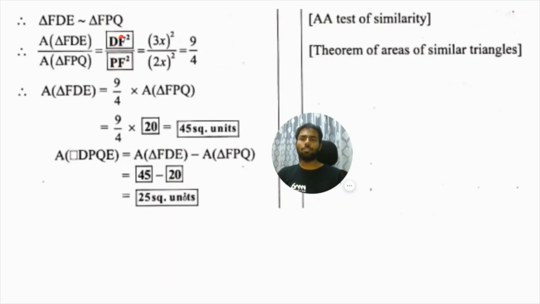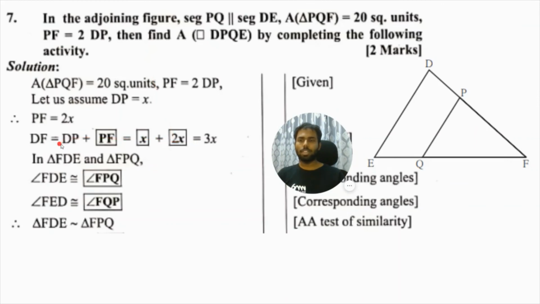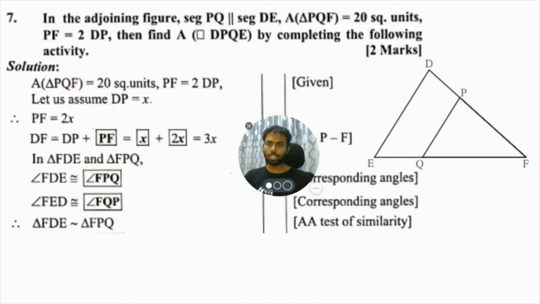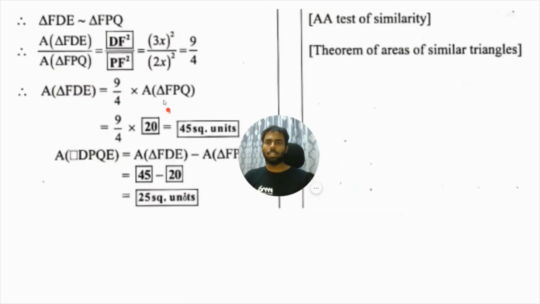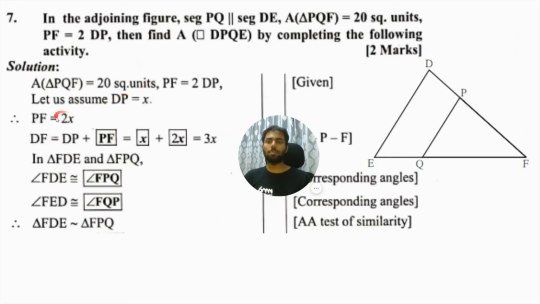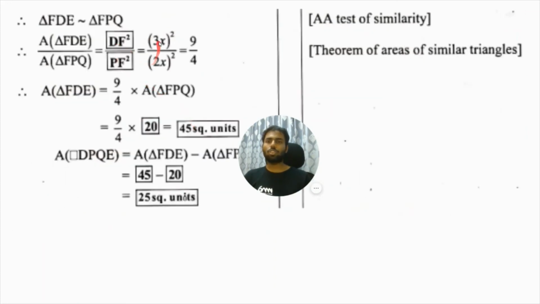So DF, you know, is 3x, right? Where did this come from? Here we had found out DF equal to 3x. Okay, next, PF. What is PF? PF is 2x, right? This too we got here. PF is 2x, DF is 3x. So put in the values of both and then you have to square. 3 3s are 9, 2 2s are 4, and x square will get cancelled. So you will be left with only 9 upon 4.